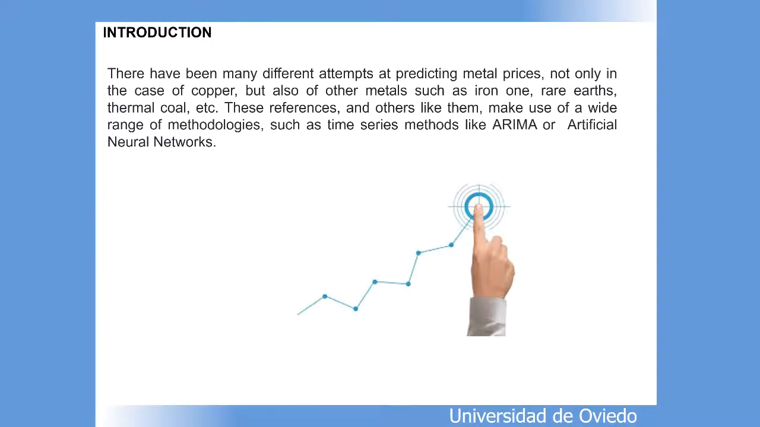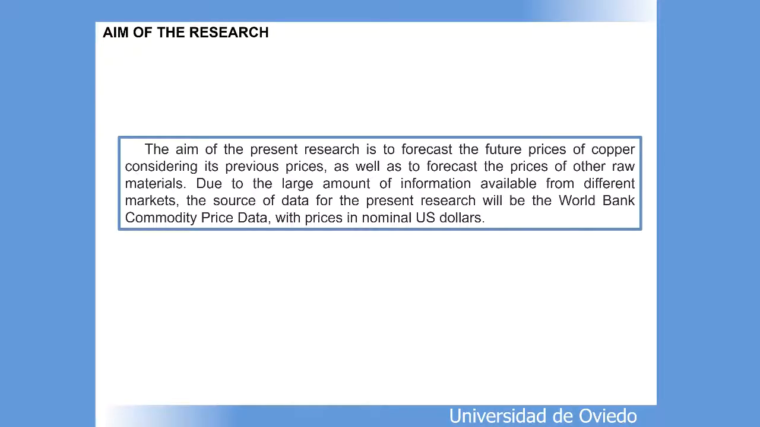In the last years, there have been many different attempts to predict metal prices, not only with the help of time series methods like ARIMA, but also with the help of machine learning methodologies such as artificial neural networks. This research is in line with previous research performed with the help of machine learning methodologies. The aim of the present research consists of forecasting the future prices of copper, making use of previous prices of this metal and also of the prices of other raw materials.